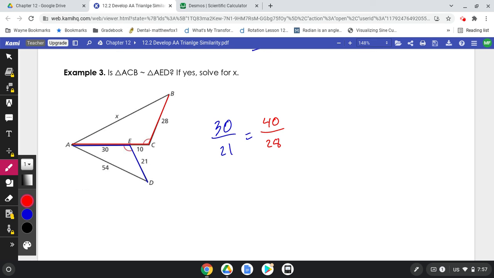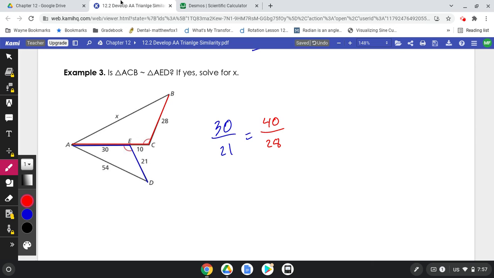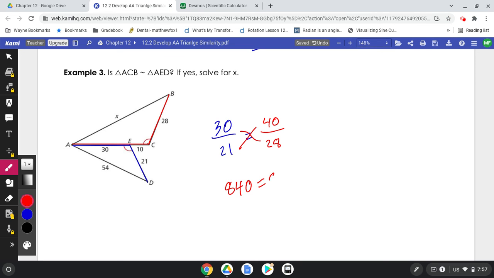Okay, so at this point we are going to cross multiply, and I don't expect you to do this in your head. 21 times 40 gives us 840. So that was right here. And now we're going to do 30 times 28. And we get the same thing, 840, which means that they are similar. So yes, they're similar.